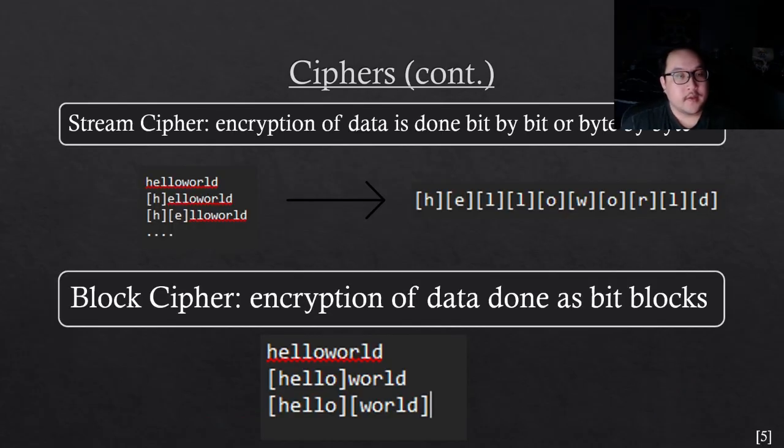Often associated with symmetric keys are stream ciphers and block ciphers. Stream ciphers is encryption of data is done bit by bit or byte by byte. In this example, it's just a simple example to help better understand, where it just encrypts the first bit, second, and so on. Then we have the block cipher, which is encryption of data done as bit blocks, usually fixed. In this example, I just included hello world, and you would take the first block, encrypt it, and then go on to the second.